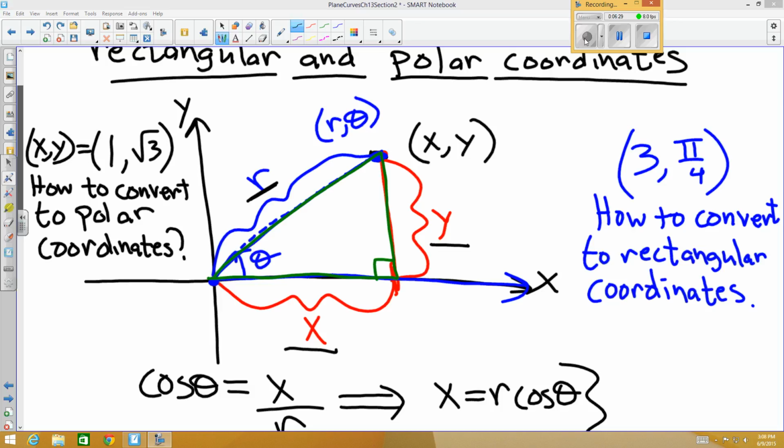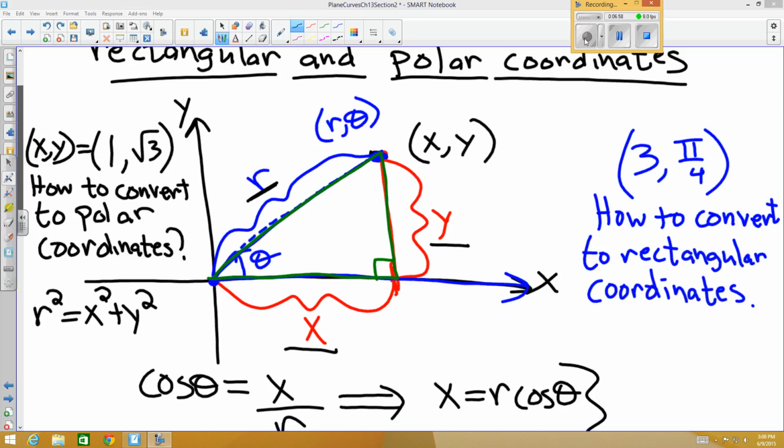Well, we can again look at our picture and remind ourselves of some equations that we have regarding this picture. Notice here that we do have a right triangle, and the Pythagorean theorem tells us that r squared, the hypotenuse, is equal to x squared plus y squared. So once we know what x and y are, we can find r. We can solve for r. Also, we can find theta depending on x and y as well.